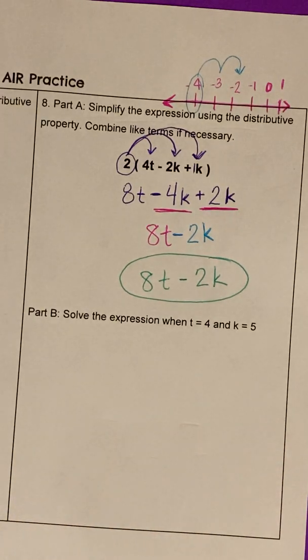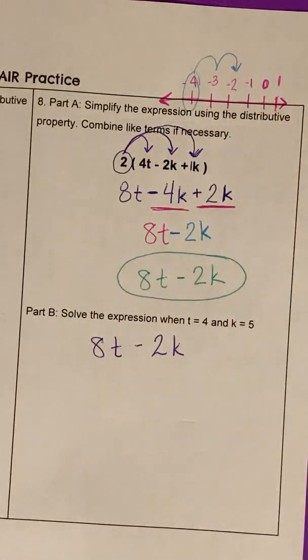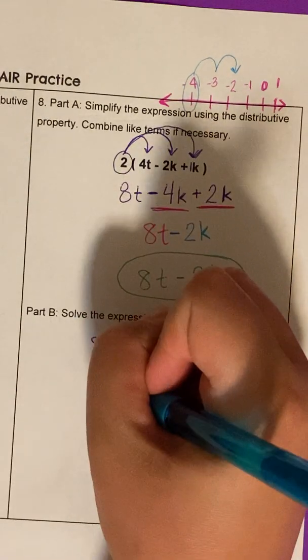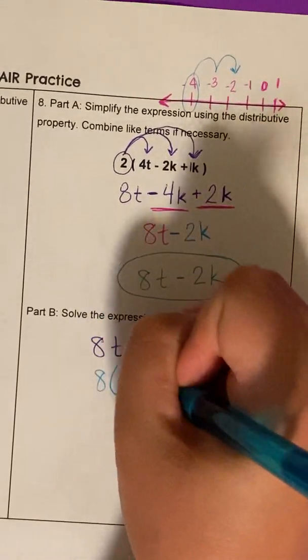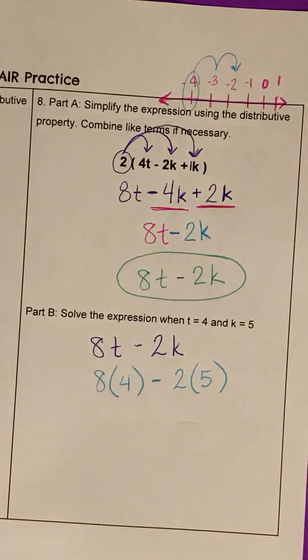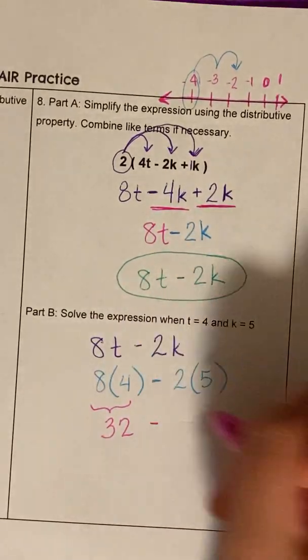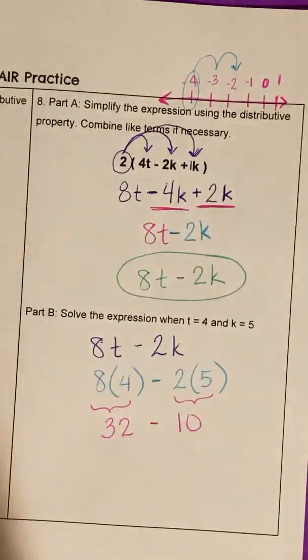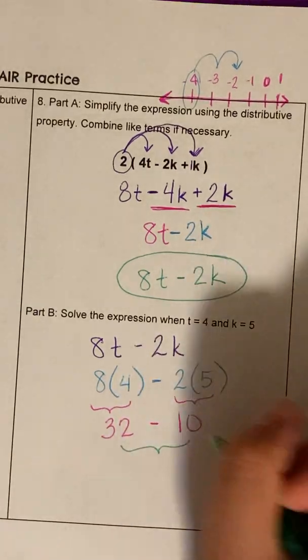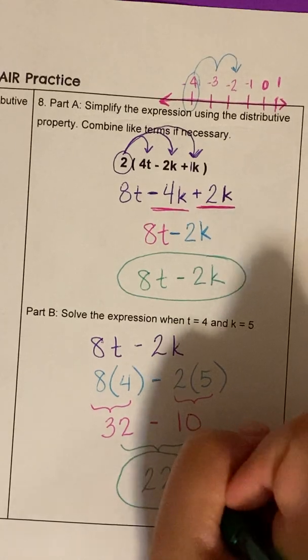Now we're going to solve for when t equals 4 and k equals 5. So 8t minus 2k. When t equals 4, 8 times 4 minus 2 times k, which is 5. What is 8 times 4? 32. Minus, what is 2 times 5? 10. 32 minus 10 is going to be 22. That is our answer. Woohoo!